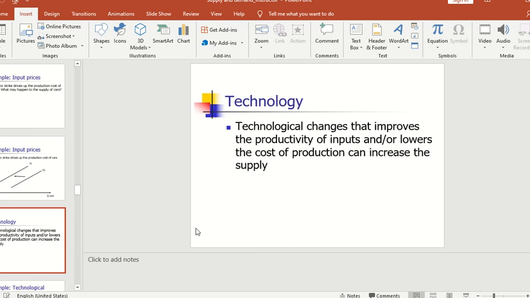Okay? So when we look at technology, obviously a lot of times we are looking at technological progress. Technological progress that can improve the productivity of inputs or lower the cost of production. But do bear in mind that sometimes we may have technological drawbacks or setbacks that will be counterproductive, that will lower the productivity of inputs and increase the cost of production.